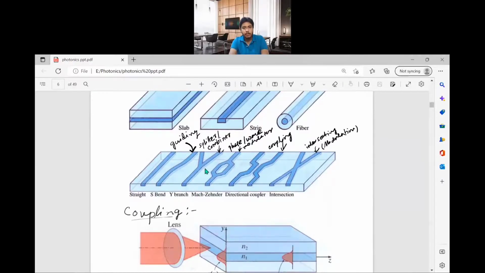Then you can make a Y branch. It can split light or combine light, and two Y shapes can be merged to make an extender. It can be used as an optical switch also. It can be used as a phase and wave modulator, which will be discussed later. And this is the directional coupler, where light will be coupled from this branch to this branch or vice versa. So light power will be coupled between these two branches. And this is the intersection kind that you can make also. That is again used for modulation purposes.